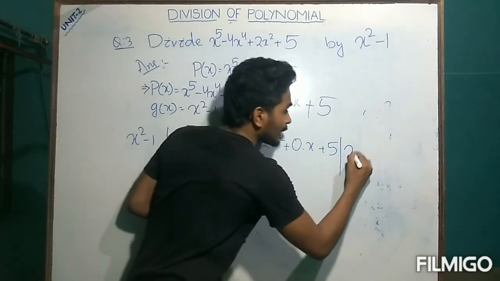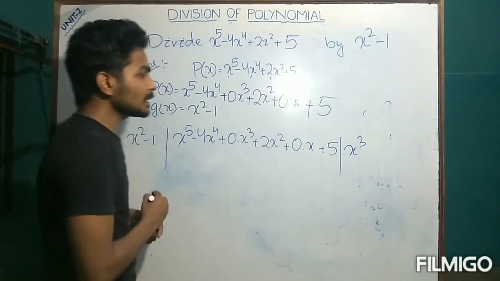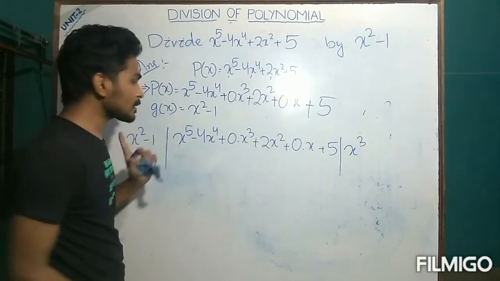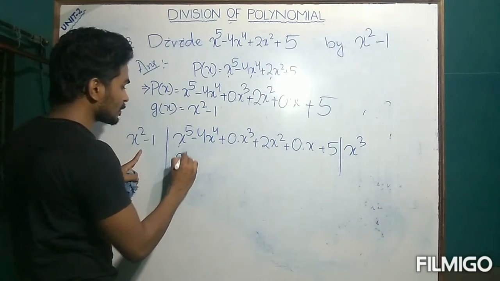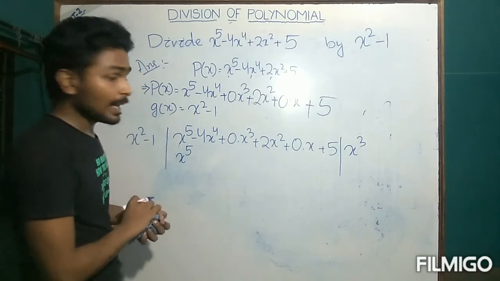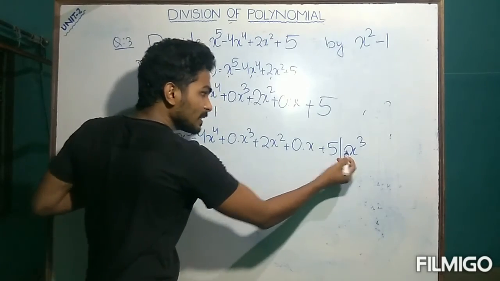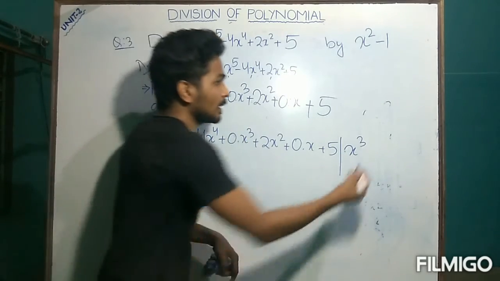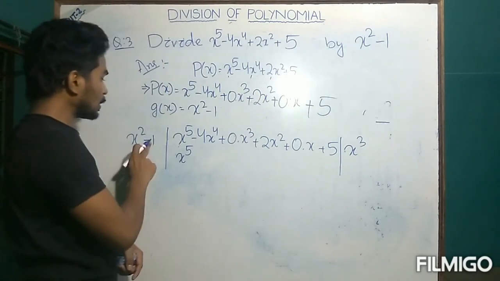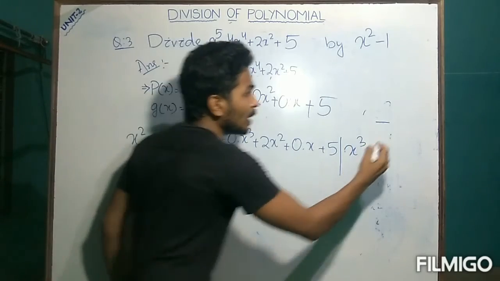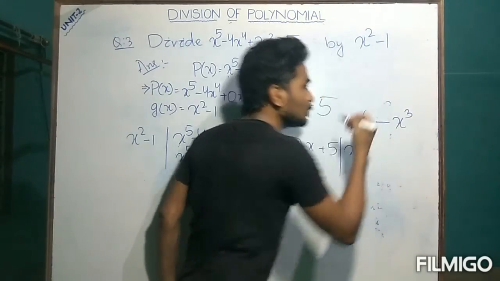So we need another x to the power 3 so that these two will multiply to give x to the power 5. This is x to the power 5. Now this is minus, this is plus. So minus plus is minus. 1 into x to the power 3 will be how much? x to the power cube.